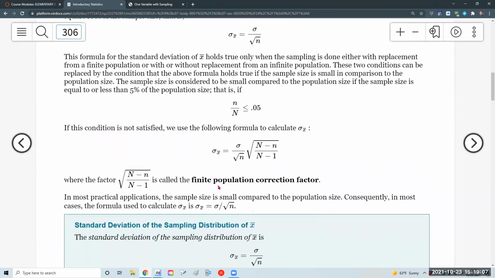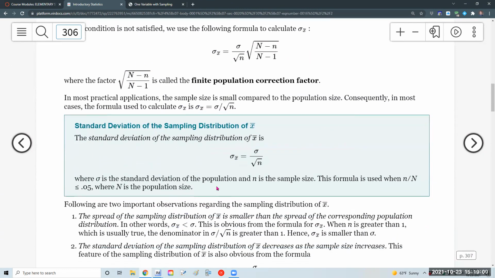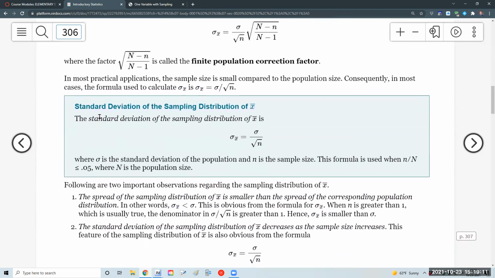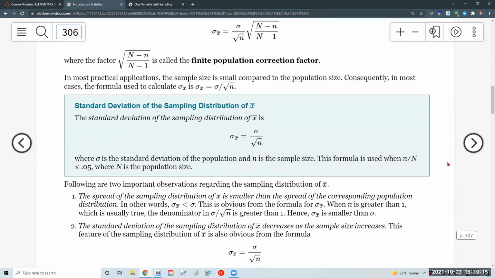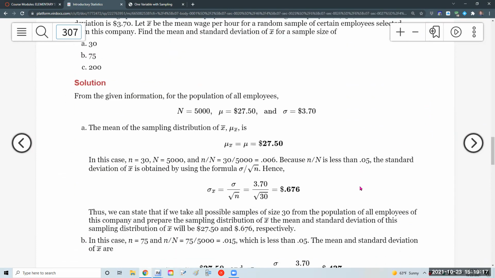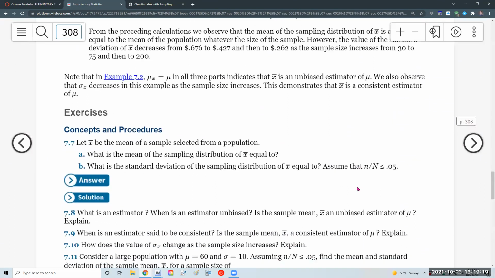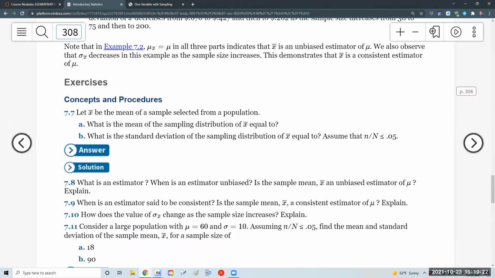So that was a bit of a tongue twister there. I dare you to try to say "standard deviation of the sampling distribution of x bar" five times in a row. It's quite difficult. Let's take a look at some of the homework problems they give us over here.